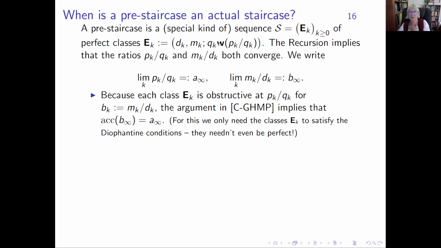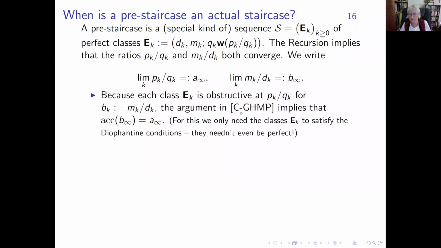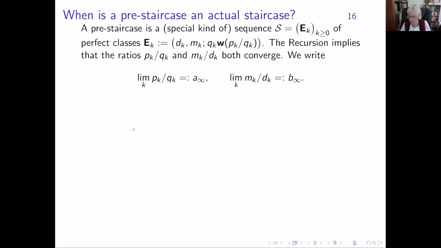So even if these were not perfect classes and they weren't actually live, so they weren't really giving you the obstruction function, as long as you have a pre-staircase consisting of a sequence of classes with these numerical properties, you know the argument in that Torek paper applies to show that you have this relation.